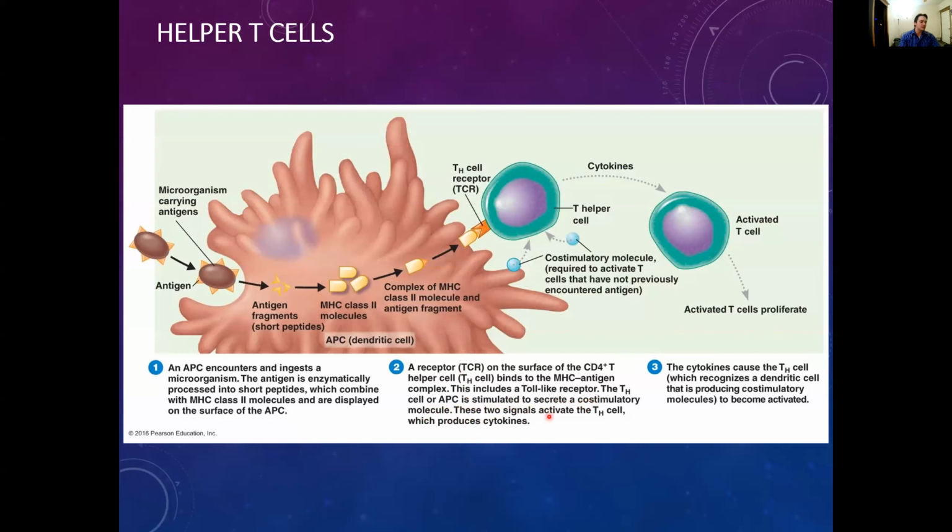And then these two signals are what activate the T helper cell to produce cytokines. So here you can see cytokines are again produced. And here's our co-stimulatory molecule, which is needed for this molecule to recognize, okay, I should now start producing cytokines. The cytokines will then cause the helper cell to become activated, essentially. So it will recognize a dendritic cell that is producing the co-stimulatory molecule, and then it'll become activated.